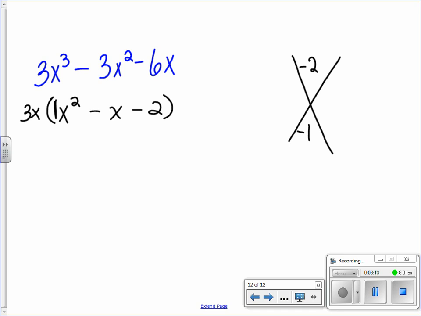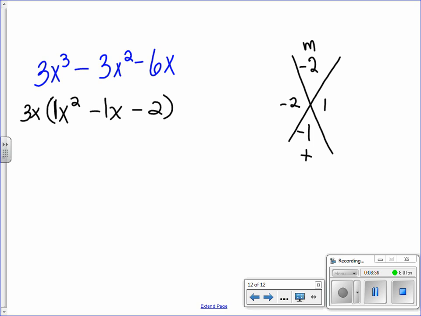Well, there's not a number right here. What is it? 1. We just don't have to write it because if there's 1x there, then that means there's 1x there. So I need numbers that multiply to equal negative 2 and add to equal negative 1. Negative 2 and a positive 1.